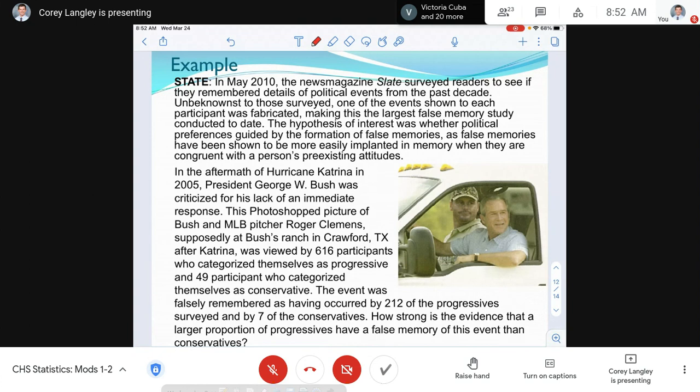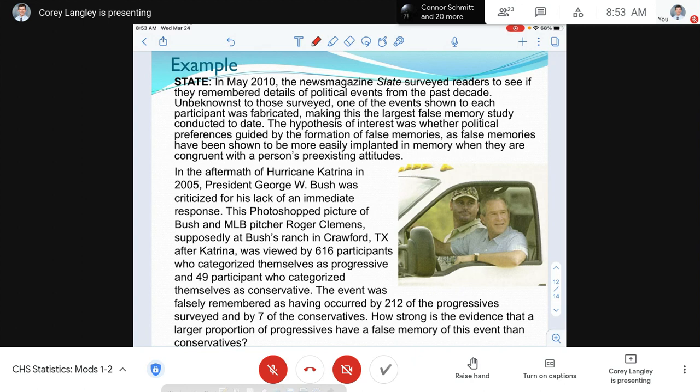Yeah. And the numbers here say it was viewed by 616 participants who categorized themselves as progressives, and 49 participants who categorized themselves as conservatives. The event was falsely remembered as having occurred by 212 of the progressives and 7 of the conservatives. How strong is the evidence that a larger proportion of progressives have a false memory of this event than conservatives?